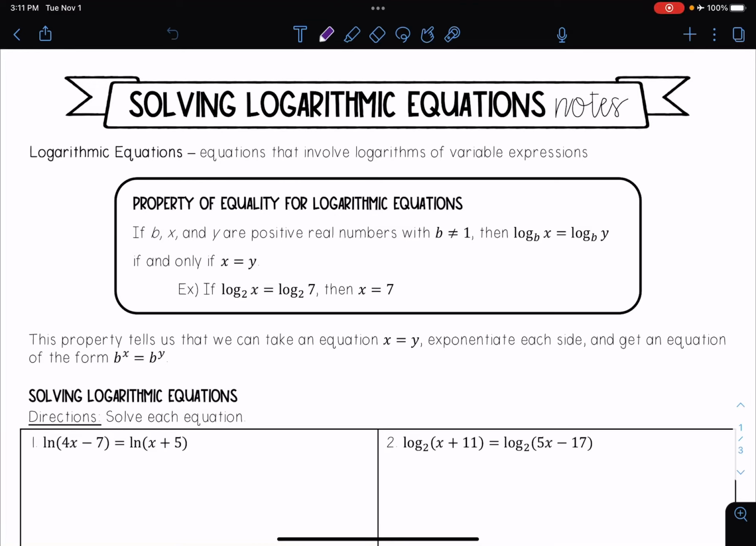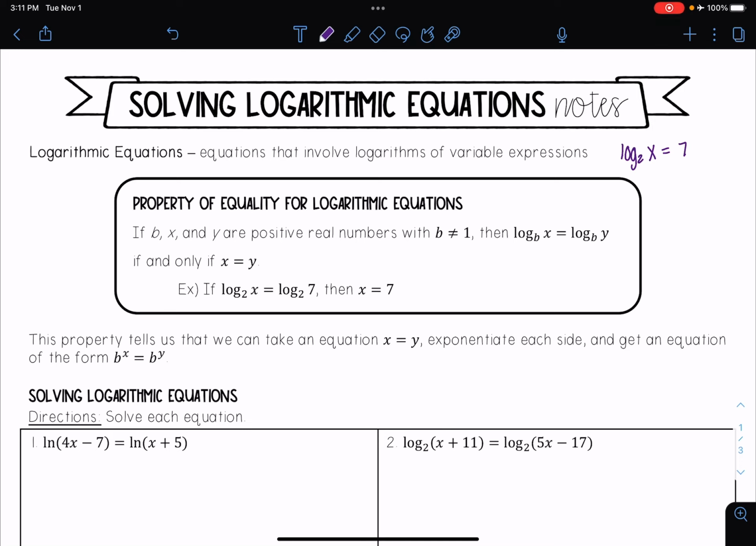Hello everyone. Today we're going to be talking about solving logarithmic equations. A logarithmic equation is any equation that involves logarithms of variable expressions. For instance, log base 2 of x is equal to 7. That would be a logarithmic equation because we're taking a log with a variable in there.